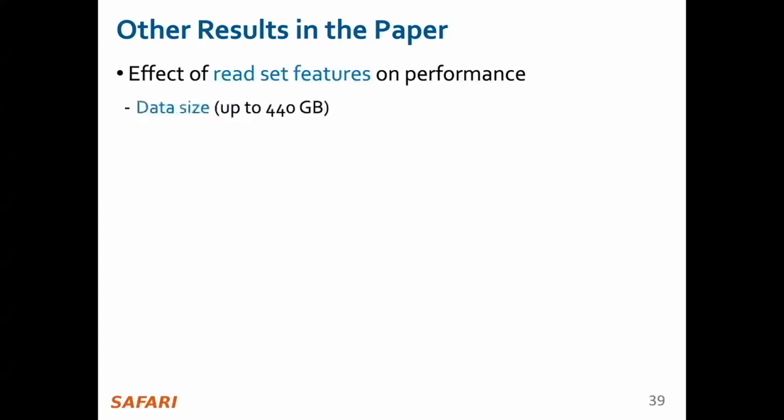So let me briefly talk about some other results that are included in the paper before concluding this talk. These include the following. We analyze the effect of read set features on performance. So we scale up the data sizes to up to 440 gigabytes, and the filter ratio, which is the ratio of reads that will be filtered. We discussed some examples here, but we discussed a wider range of filtering ratios for different types of reads and different read mapping use cases.